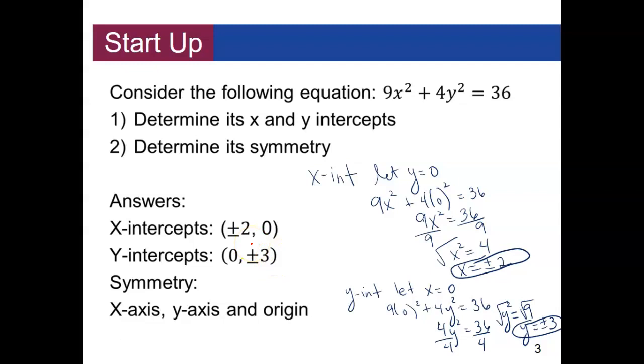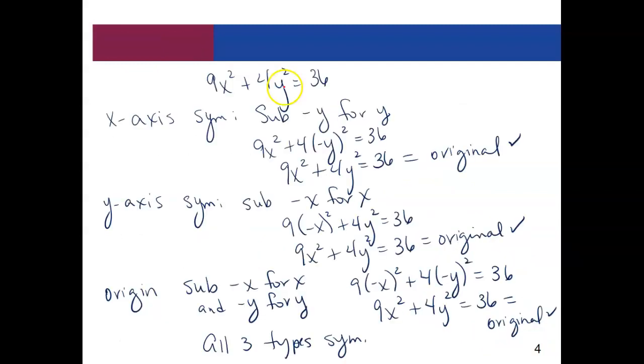As far as checking for the x, y, and origin symmetry, just a reminder for the x-axis, you substitute negative y for y, simplify, and if it equals the original, then it has that type of symmetry. So it does have x-axis symmetry. For y-axis, substitute negative x for x and simplify. And when you do that, you see that it does equal the original. So it has y-axis symmetry.